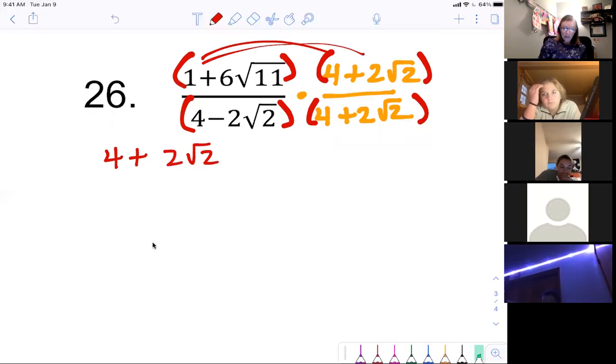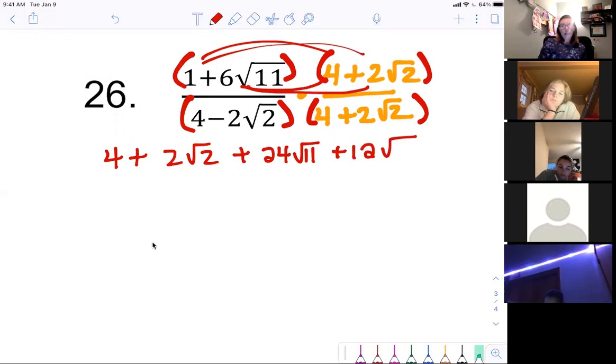Then we're going to multiply 6 root 11 times 4. So the outside numbers are 6 and 4, and that gives us 24. And then we have the square root of 11. So make sure if it's outside, you're multiplying them together. If it's underneath, you're multiplying them together. And then the last terms, we have 6 root 11 and 2 root 2. So 6 times 2 is 12. And then 11 times 2 is 22. So if it was under the radical, it got multiplied together.